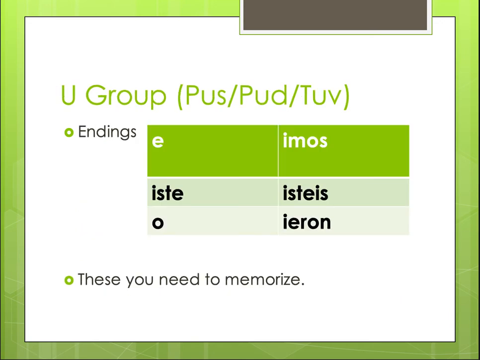Okay, let's move on. All right, so the endings here are e iste o, imos istes ieron, no accents on any of them. You just need to memorize these endings, and they are worth memorizing because you'll use these same endings for the U group and for the I group as well. And most of the J group has those same endings as well.